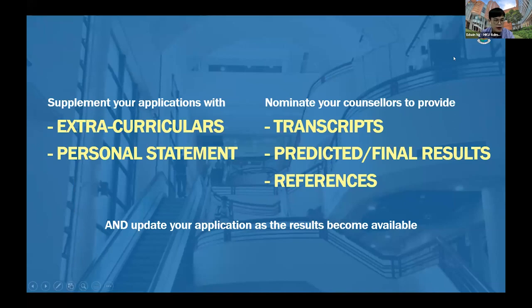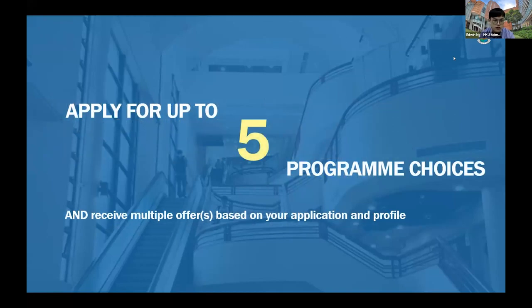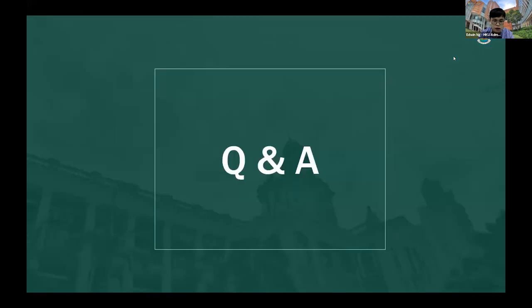Apart from the requirements, in your online application to the non-JUPAS system, you also need to supplement your application with extracurricular activities and your personal statement. You are also welcome to nominate your counselors to provide any extra information, including your transcript, predicted grades, and your reference letters, et cetera. Once you have uploaded all these supplementary documents, we will consider your application from a holistic view. Once again, just for information, you can apply for up to 5 programs in the non-JUPAS system, and you can also receive multiple offers if multiple programs decide to admit you. So I guess this is the end of my part, and I'll pass the time to Ying to answer more questions in the Q&A part.